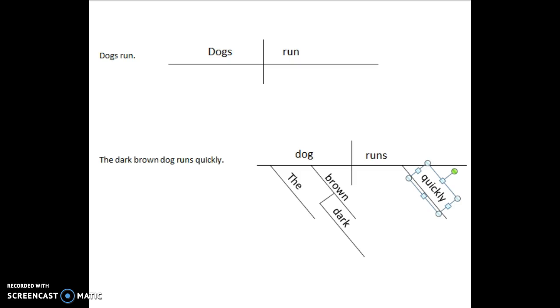Notice I placed all modifiers in my diagram from left to right in the order that they were in the sentence. Also, I kept all capitalization from the original sentence in my sentence diagram. And that's it. That's the basics of sentence diagramming.